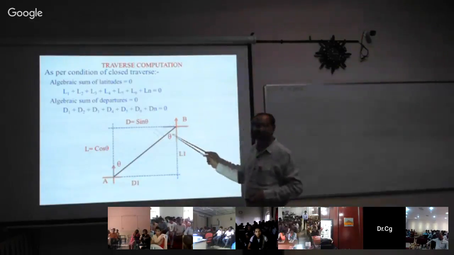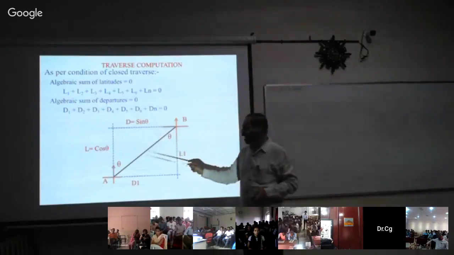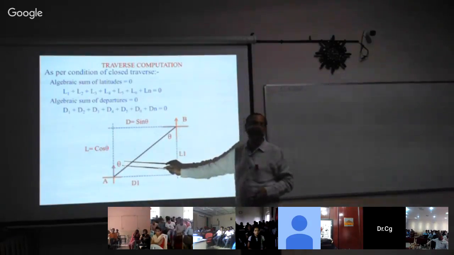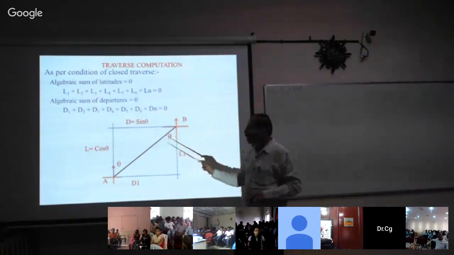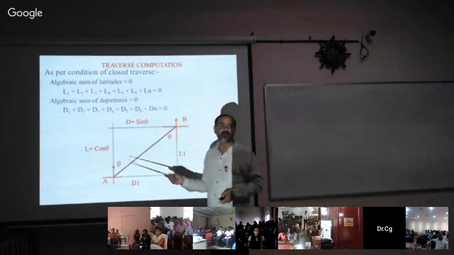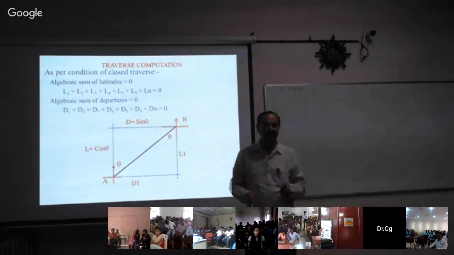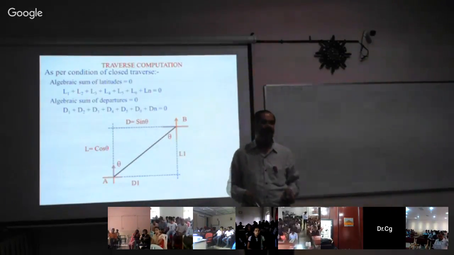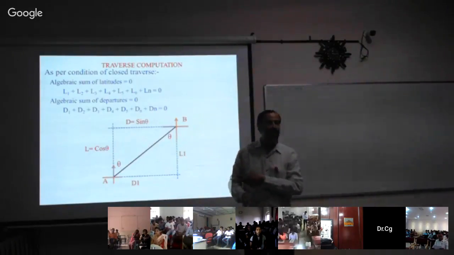And the back bearing of AB becomes what? Back bearing of AB becomes south west, south theta west. These are the fundamentals you must understand. We should know about it. If you understand this clearly, definitely we can solve any number of problems. That's why I am concentrating more on the basics.